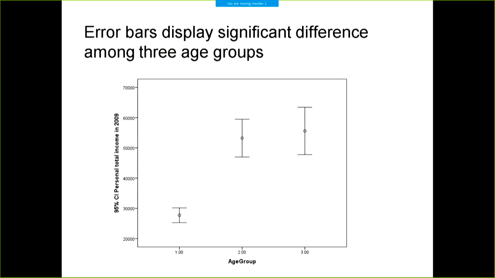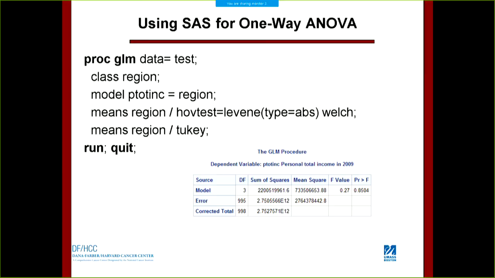Now the next, I'm going to show how we can run the SAS program for the one-way ANOVA. For SAS, we always need to use the program to do it. So we use PROC GLM, GLM stands for general linear model, and data equals test. Suppose I have input the data here, and the CLASS statement, followed by the grouping variable. Here it is region, and MODEL is the SAS command, then the dependent variable personal total income equals region, which is the independent variable.